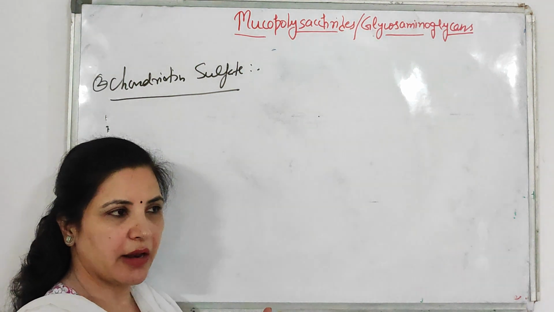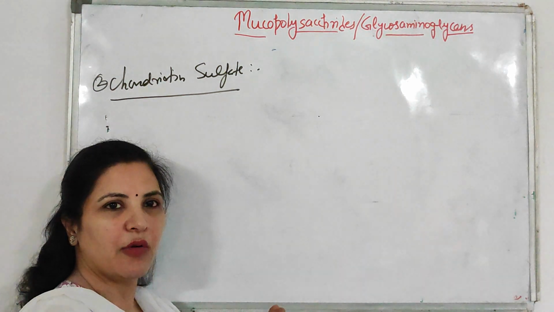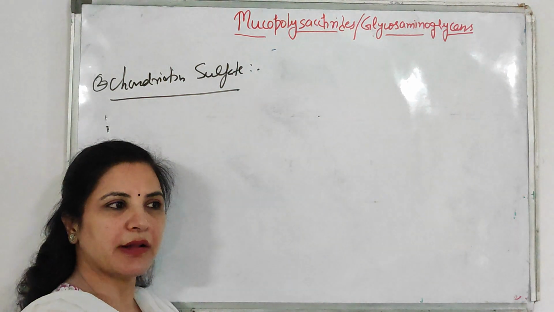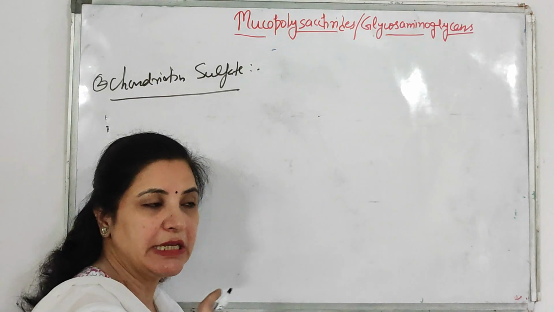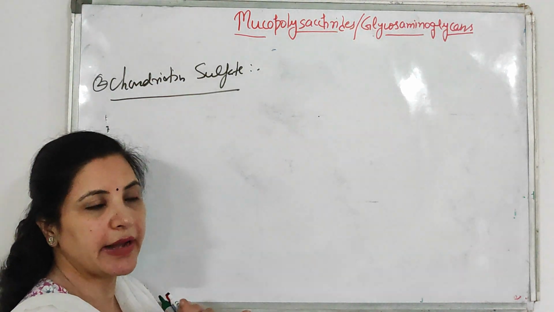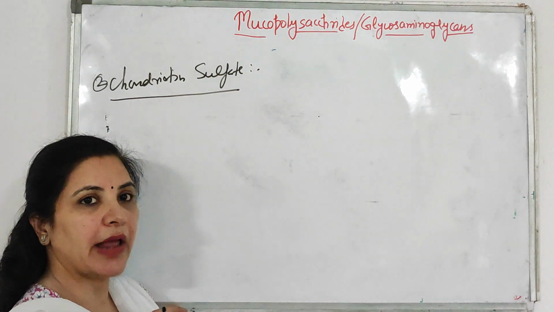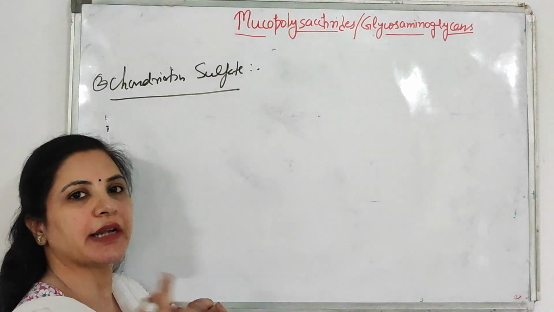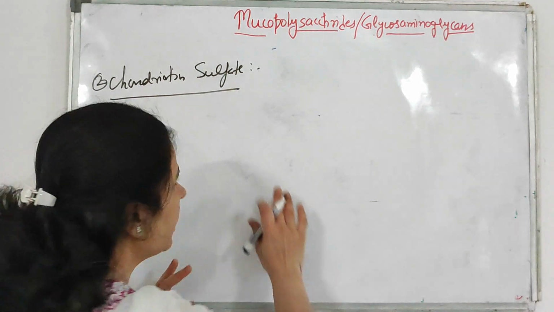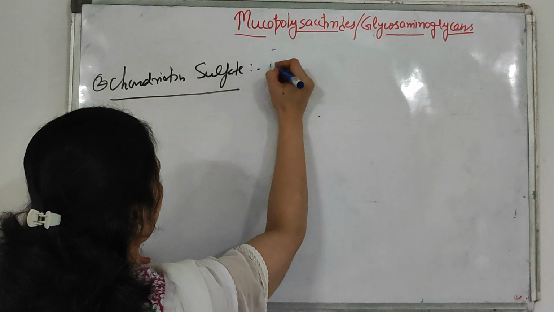So when you go to a gala dinner and listen to music on the CD, chondroitin sulfate and dermatan sulfate, the composition is N-acetyl galactosamine. These two, chondroitin sulfate and dermatan sulfate, are the only GAGs which consist of N-acetyl galactosamine. Otherwise, all other GAGs have N-acetyl glucosamine. So what is the composition of chondroitin sulfate?